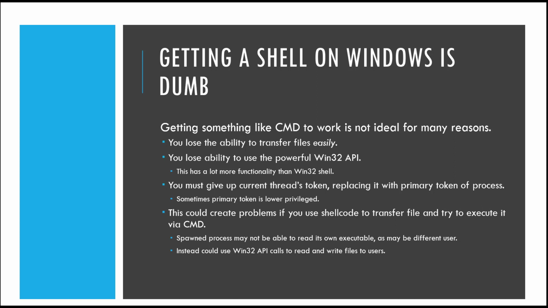You also, when you're in the shellcode and it starts out, then you have the current thread's token. But if you then go to the command, you get the shell, then you're replacing it with the primary token of the process. Sometimes that may be to your benefit. Sometimes it may have no effect, but other times the primary token could be lower privileged.